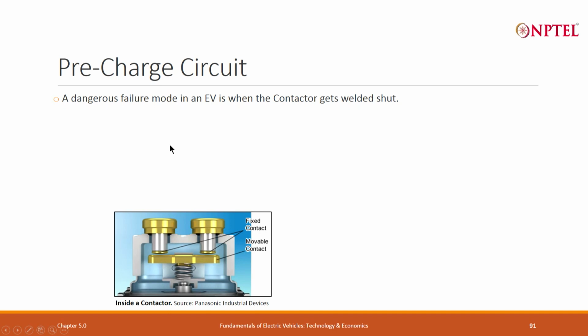If you are using a MOSFET, the MOSFET will burn out. Now, it is very important here. If your contactors get welded shut, what will happen? Even if your BMS is saying my contactor is open, the voltage level is still very high. If it is an HV, high voltage application, your path is still closed.